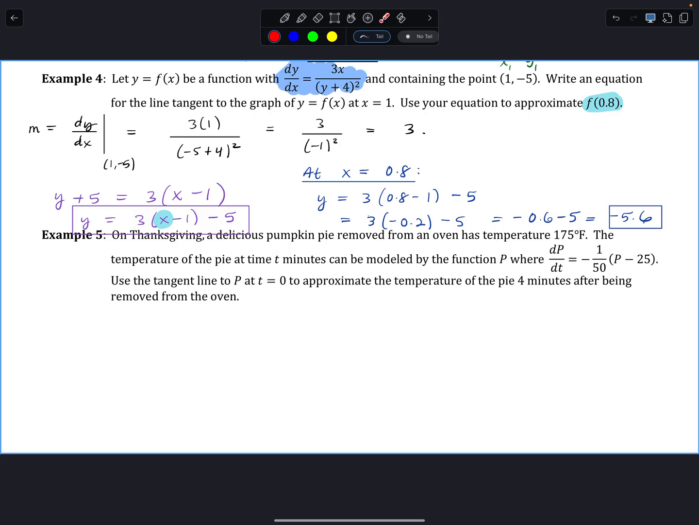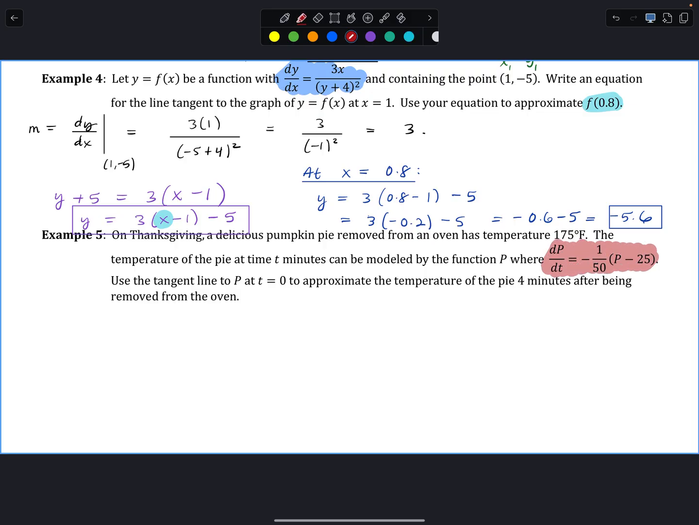On Thanksgiving, a delicious pumpkin pie was removed from an oven that has a temperature of 175 degrees. The temperature of the pie at time t minutes can be modeled by this function, where dp dt is equal to negative 1 over 50 times p minus 25. Use a tangent line to p at t equals 0 to approximate the temperature of the pie 4 minutes after being removed from the oven. Okay, so this one's tricky. Again, what do they give us? This is the derivative, okay?